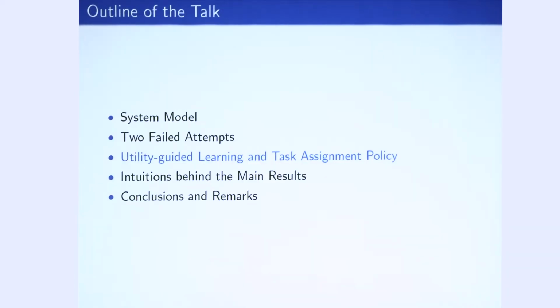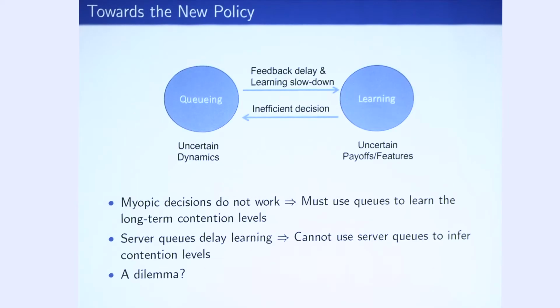So now I'm going to talk about our policy. Just a recap of two important lessons we learned. Myopic decisions do not work, which means that we somehow need to learn the long-term contention levels. The server queue delays learning, which means that we cannot use server queues to infer the contention levels.